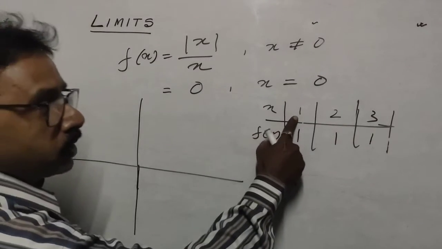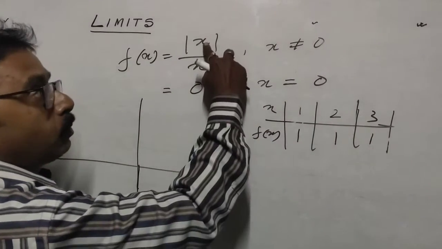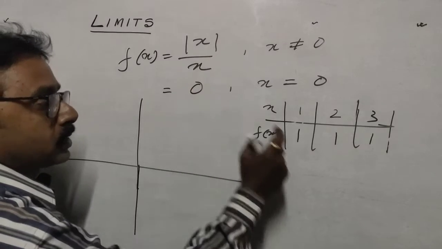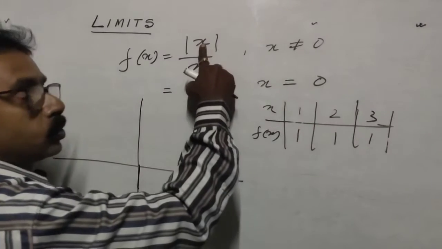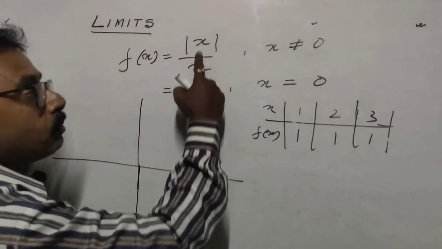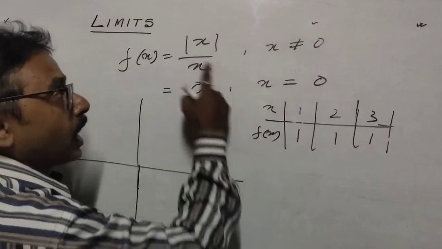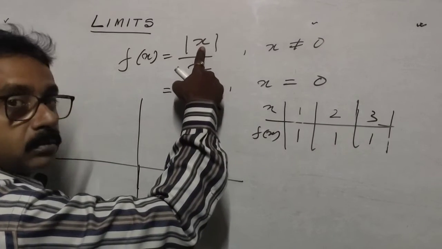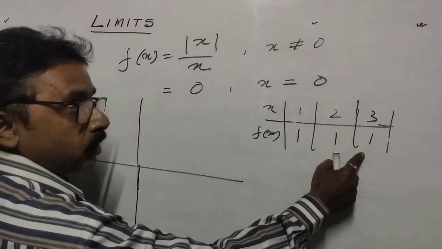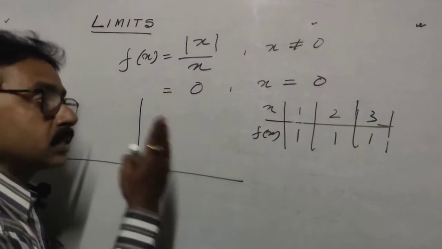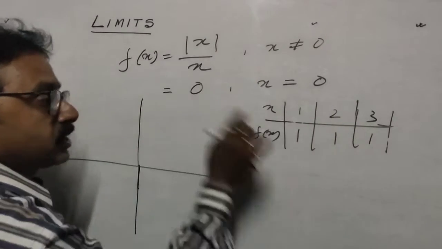As I am showing you here, x equals 1, so mod 1 means 1, so 1 by 1 is 1. x is 2, so mod 2 by 2, that is 2 by 2, which is also 1. x is 3, so mod 3 by 3 is 1. So whatever value I take, for all positive values of x, f(x) is coming as 1.